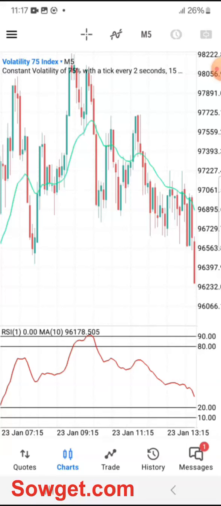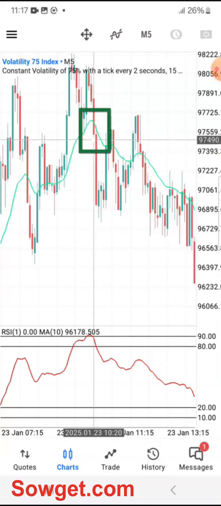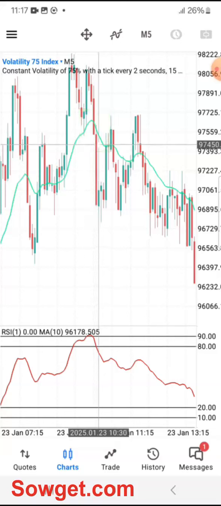Then you just simply take a sell trade. At that point, you can also check. You notice that the green moving average here would have also crossed over. It will always make that crossover before this red moving average comes below 80. That is a full confirmation that the trade is going to be very, very accurate and profitable.